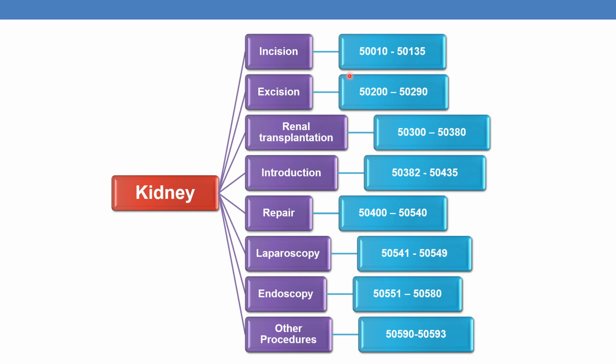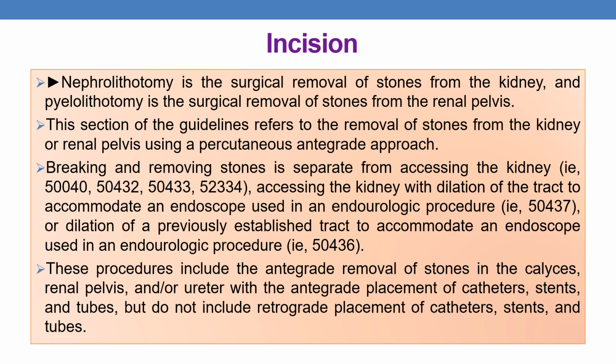The CPT range for incision is 50010 to 50135, whereas excision comes under the range 50200 to 50290, and renal transplantation CPTs come under the range 50300 to 50380, and introduction is in the range 50382 to 50435. Coming to repair, they come under 50400 to 50540, and coming to laparoscopy, they are 50541 to 50549, and endoscopy CPTs are in the range 50551 to 50580, and finally other procedures come under 50590 to 50593. Now let us discuss incision.